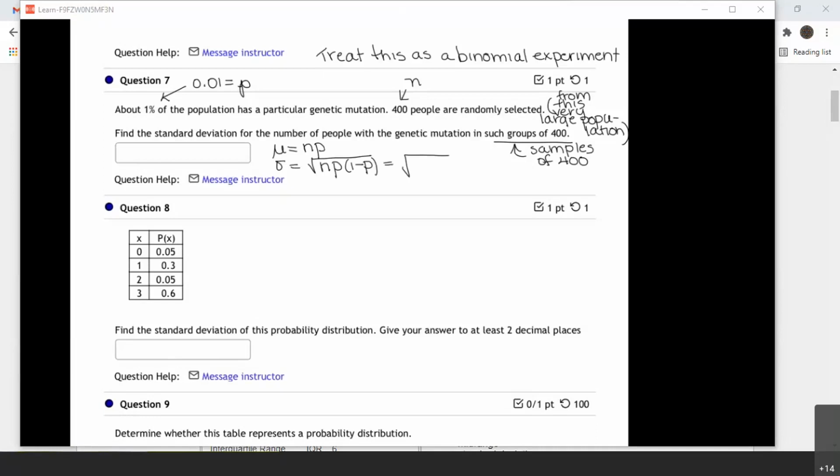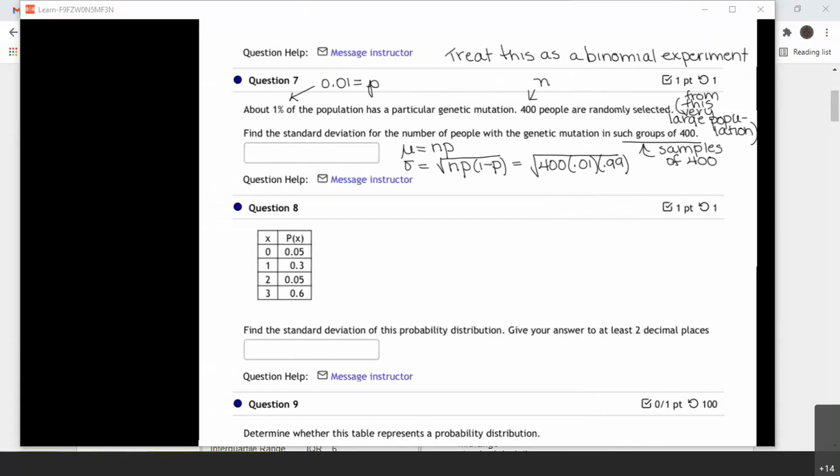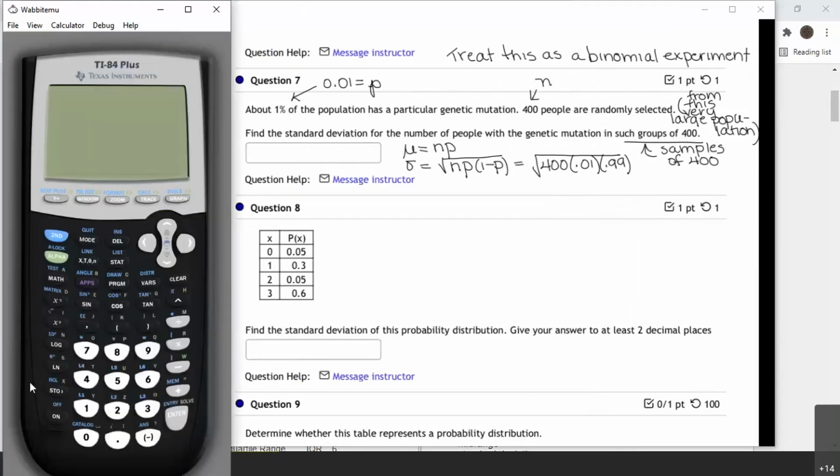And then I'm just going to plug in my data. My n is 400. My p is 0.01, 1%. And my 1 minus p is 0.99. Then that's something you just do on a calculator. I'll bring up the TI really quick. All right, so square root, and then you type in 400 times 0.01 times 0.99. Enter.